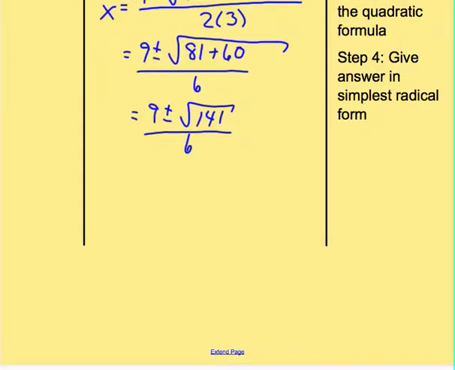141 has a factor of 3, so I'm going to do a factor tree real quick. Losing my train of thought. 3 goes into 14, 4 times with 2 left over, there we go. So we've got 3 times 47, 47 is prime, so there is not a perfect square factor of 141, so this is in simplest radical form.